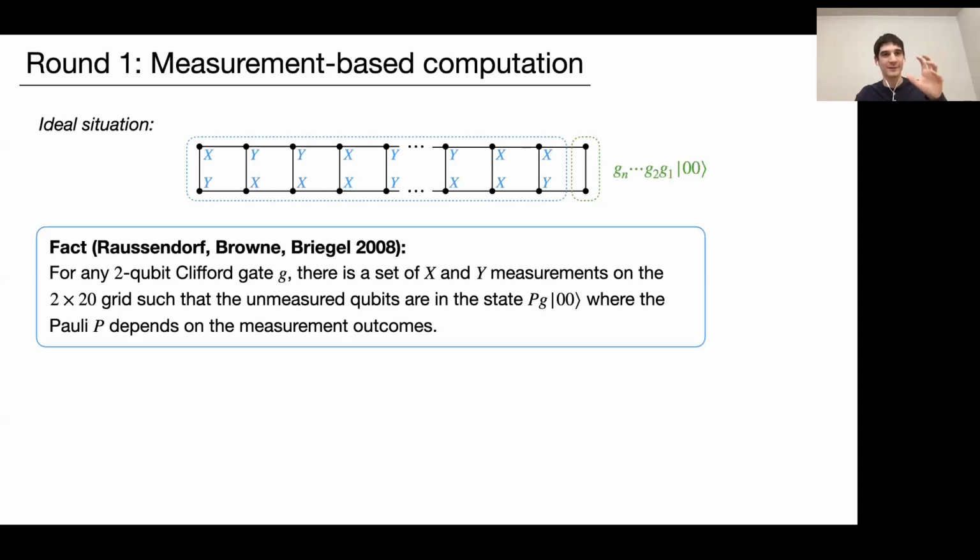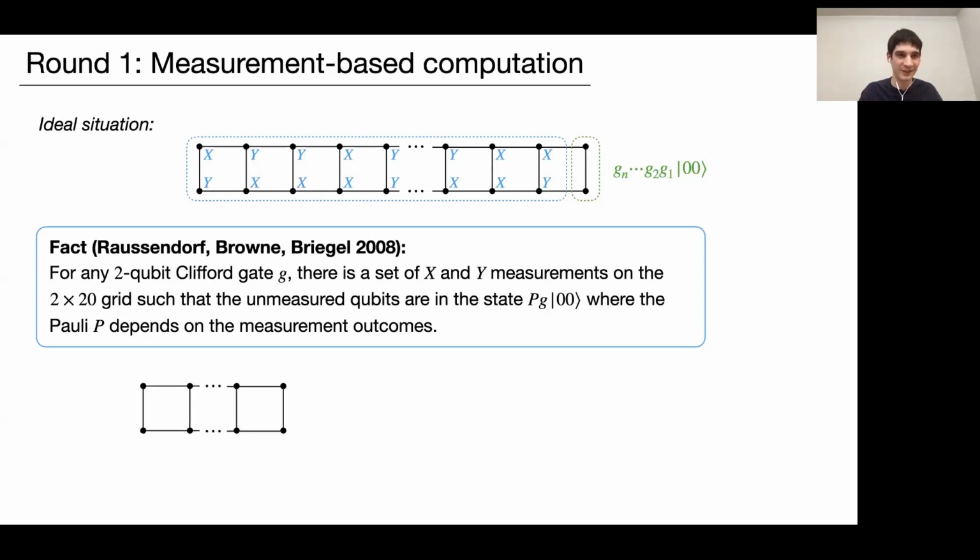But after you've measured a sufficient number of these qubits, what you get on the unmeasured qubits is exactly the gate that you wanted to apply. So you have G applied to 0, 0, except now it's corrupted by this Pauli error term, where the Pauli itself depends on what measurement outcomes you got from the X and Y measurements.